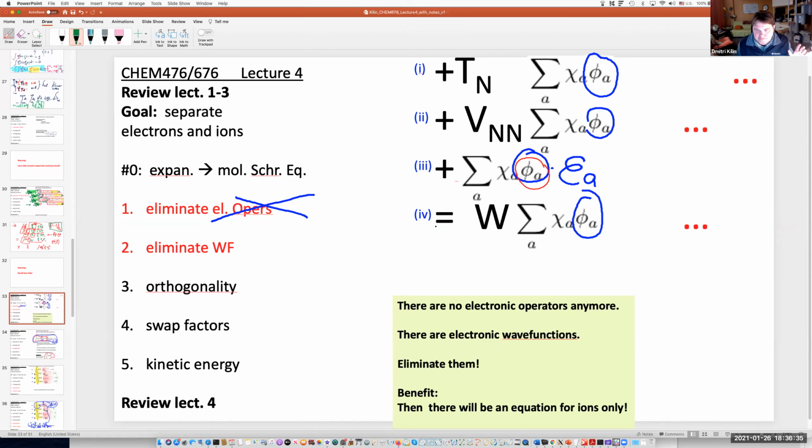Before I go forward, and for the next year, I should bring this slide higher up. So we have four lines, four terms, and in term number three, we can replace the electronic Hamiltonian acting on the electronic wave function by the electronic eigenenergy acting on the electronic wave function. So basically, we are removing this hat symbol, and this makes the situation also quite simple for the third term.